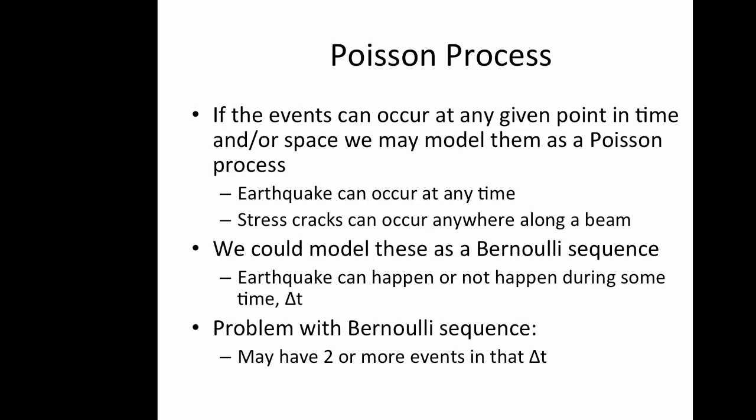If we make our Bernoulli sequence delta t interval too long, then we may have multiple events occurring in our delta t. If we make them too long, we can have, let's say, 2 earthquakes occurring in some span. So modeling it as a Bernoulli sequence is not always the most appropriate way to look at things that can occur at any given point in time or space. Instead, we have the Poisson process.